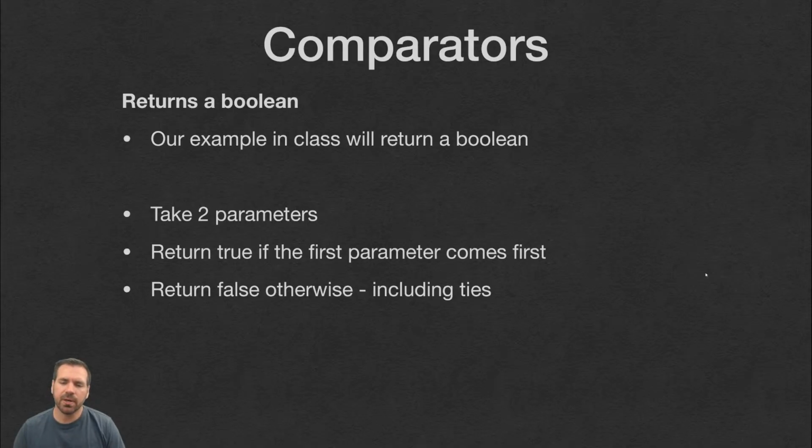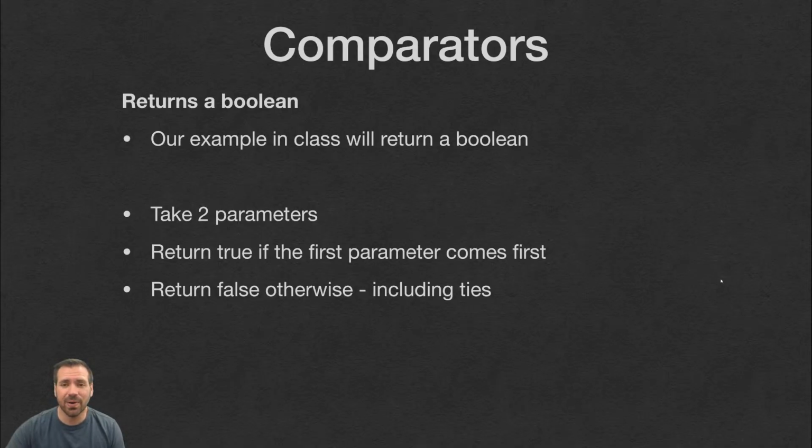If the first parameter comes before the second one in fully sorted order, meaning if you had these two values in a fully sorted array list, and the first one has to come before the second one in that fully sorted list, then return true. Otherwise, return false, including ties. So if the second parameter comes first or their relative order does not matter, return false.